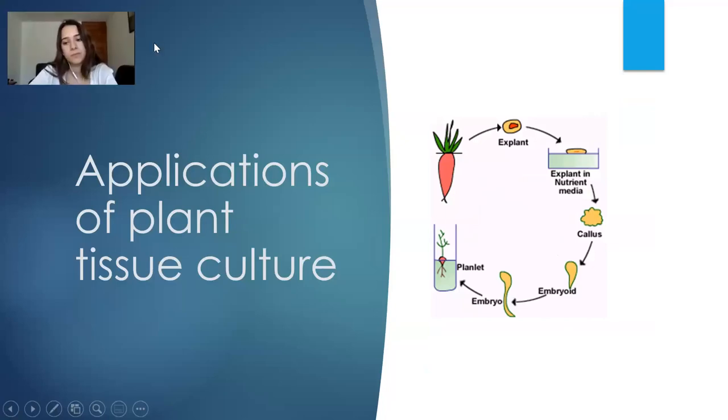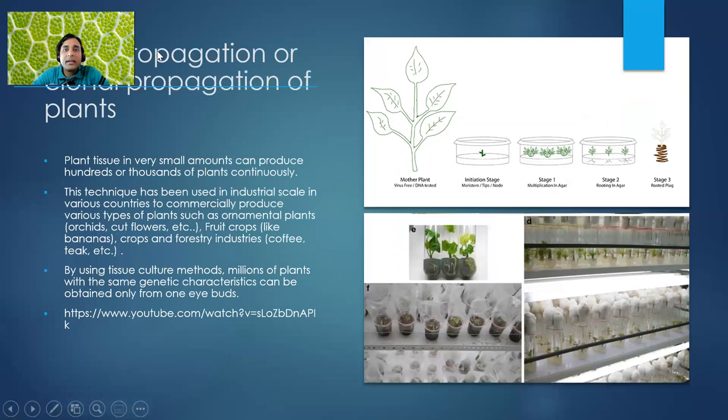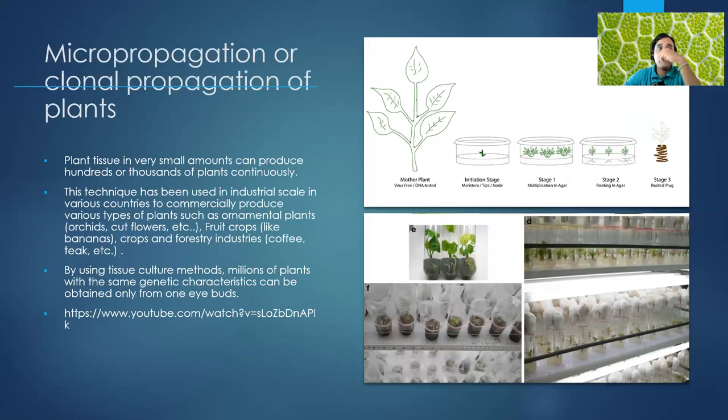So in case of application of tissue culture, we can divide all these applications into 4 or 5 categories. Number one, and the most important one, is propagation of plants. Produce hundreds of thousands and millions of plants in a short period of time, in a very small space, and with high quality material, right? So that is one of the most important applications of tissue culture. We call it micropropagation, right?